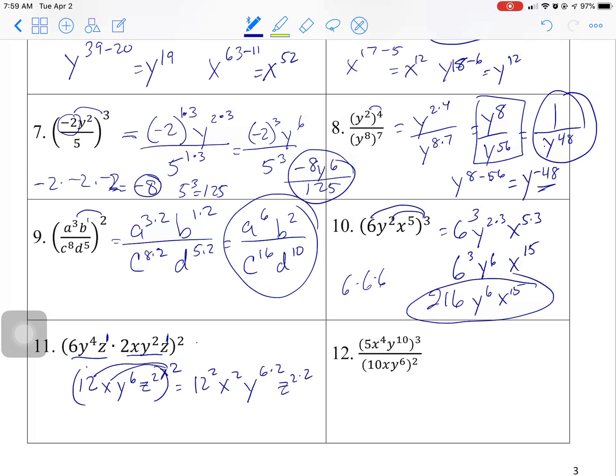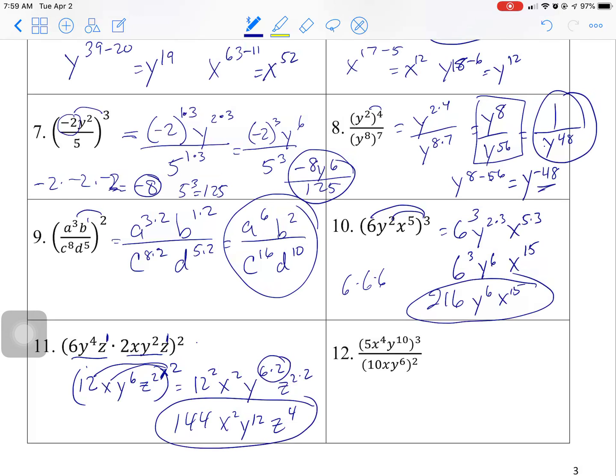But now we're multiplying. So you're going to get, let's see, 12 times 12 is 144. X squared, y to the, you're multiplying, you get 12. Multiplying, you get 12. Okay, z to the 4. All right.